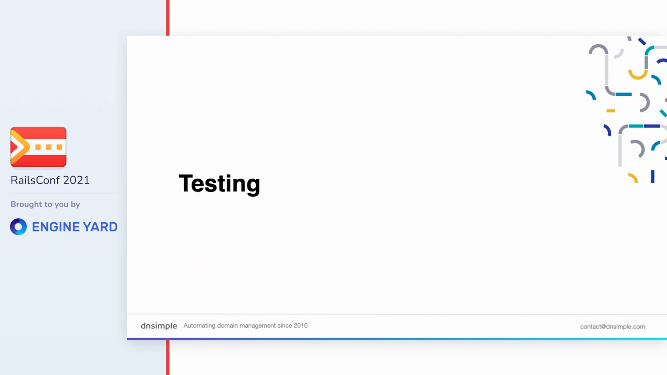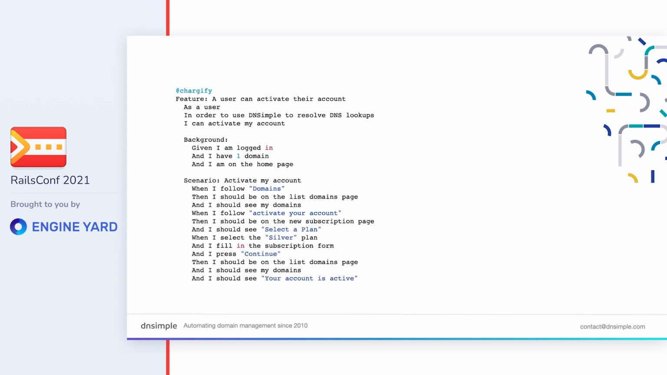Next, I want to talk briefly about the testing in the early days of DNSimple and how that has changed. In the earliest versions, I used a combination of Cucumber and RSpec to test. I leaned very heavily on Cucumber, and I was writing the tests more as acceptance tests and less as unit tests inside of RSpec. So here's an example of an early acceptance test that shows that a user can activate their account. It has a description of what the feature is.